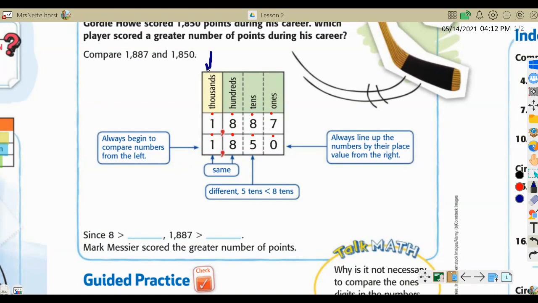Okay, so we start in the thousands place. 1 and 1 are equal, so we're going to cross those out. We're going to look in the hundreds place. 8 and 8 are equal. We can cross those out. Now we go to the tens place. We have an 8 and a 5. The number with 8 in the tens place is larger.